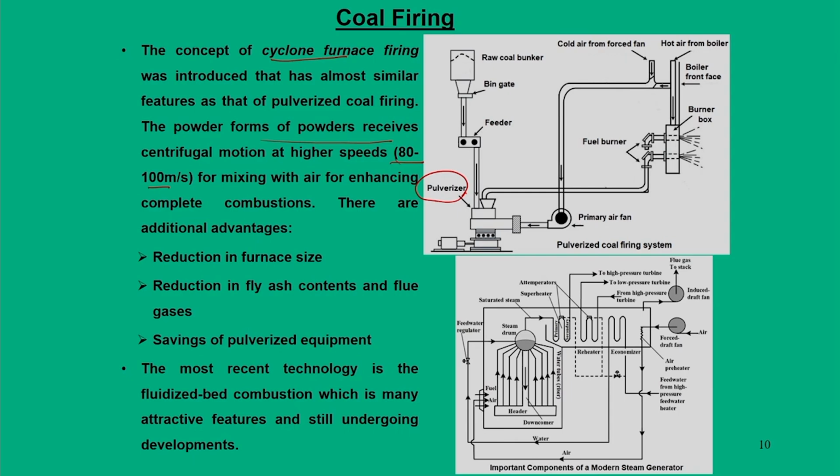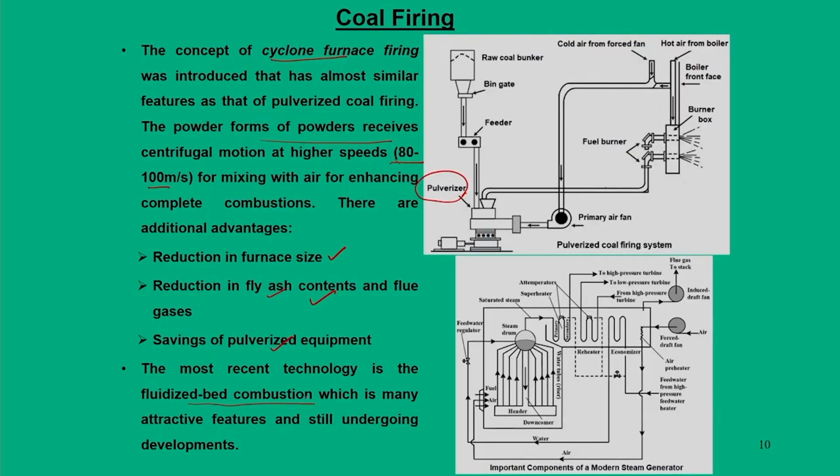And what additional advantage does it give? There is a reduction in the furnace size, a reduction in the fly ash content, like when you get the flue gases out, the fly ash content is less, and there is saving in the pulverizing equipment. So, with this continuous development, starting from manual feeding to pulverized coal firing to cyclone furnace, the most recent or current technology of coal combustion is fluidized bed combustion.